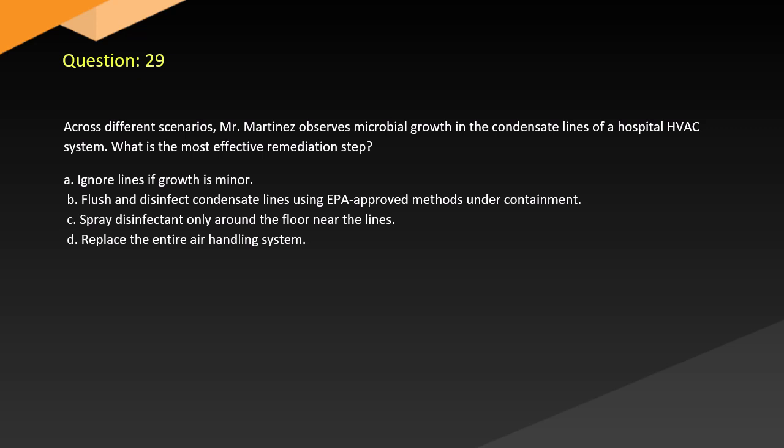Question 29. Across different scenarios, Mr. Martinez observes microbial growth in the condensate lines of a hospital HVAC system. What is the most effective remediation step? A. Ignore lines if growth is minor. B. Flush and disinfect condensate lines using EPA-approved methods under containment. C. Spray disinfectant only around the floor near the lines. D. Replace the entire air handling system.